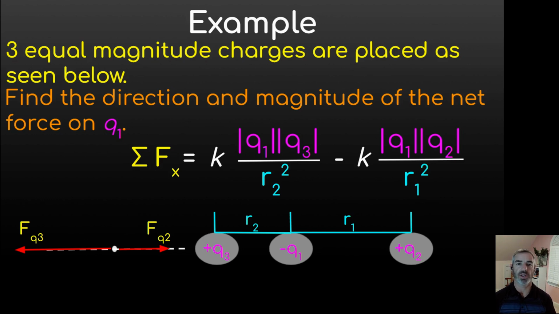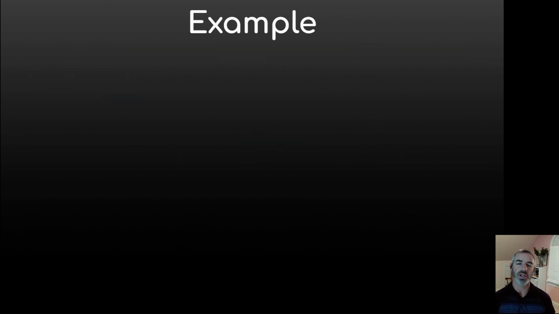Now, if you're given values, then you could go ahead and calculate it, but know that the bigger force minus the smaller force is going to give us that net electrostatic force, and it's going to point to the left because Q3's force is larger. Let's look at a second example.